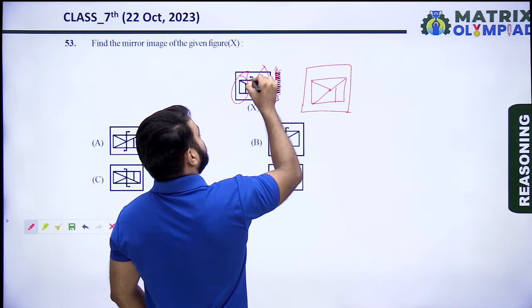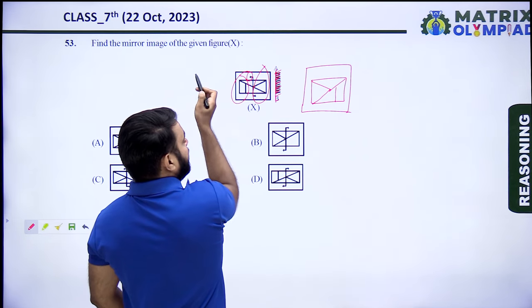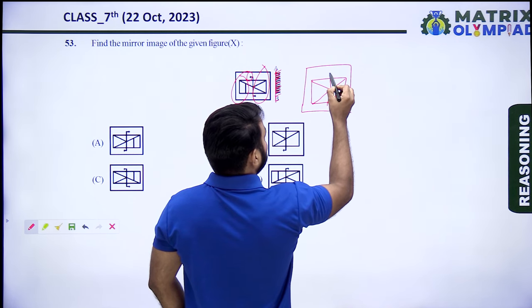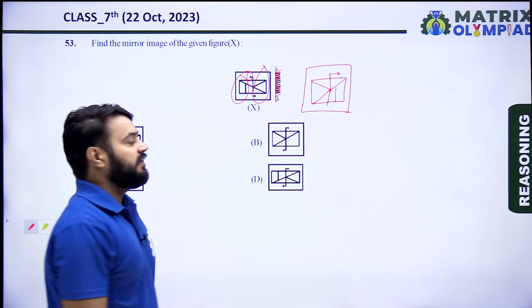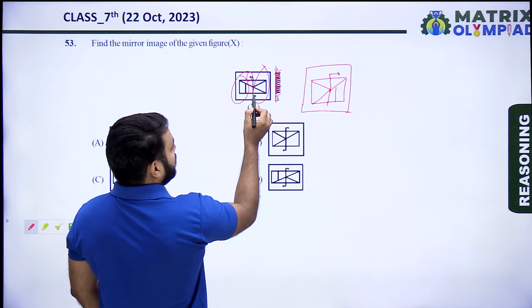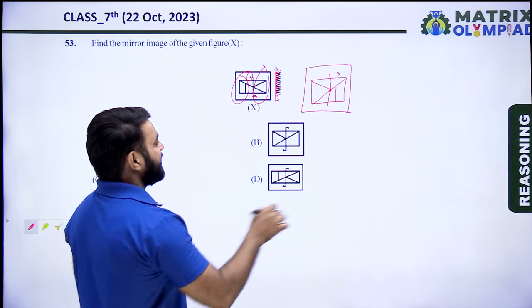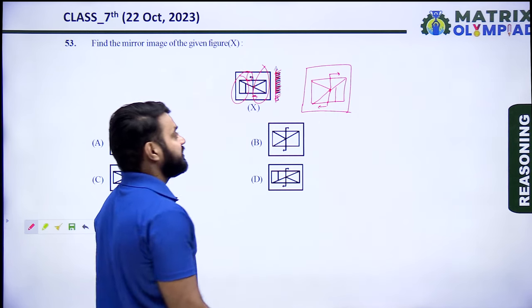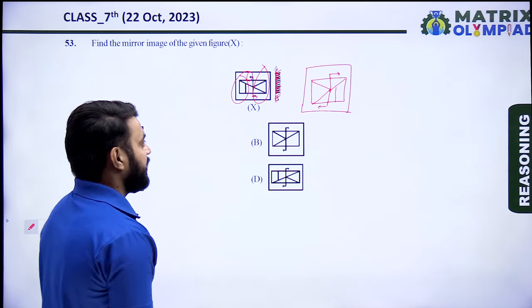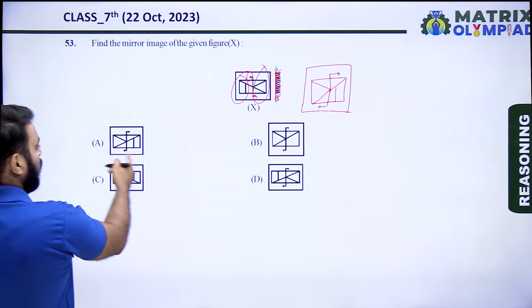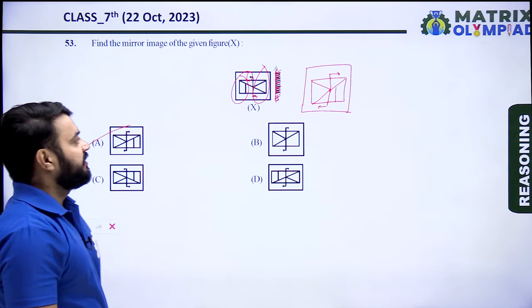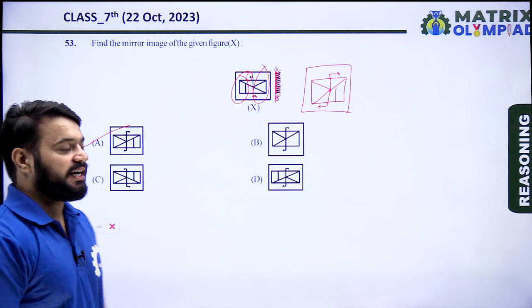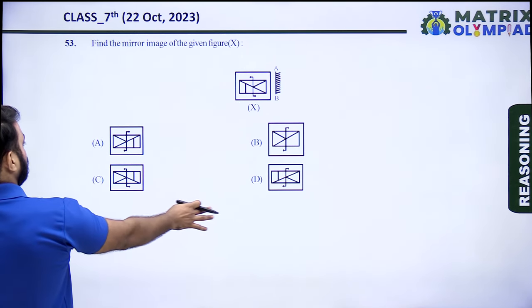And the direction of this arrow is away from the mirror, so in the mirror image it will remain away from the mirror. And the direction of this arrow is towards the mirror, so it will remain towards the mirror in the mirror image. So option A is the correct mirror image of the given figure X. Option A is the correct answer of this question. So let's move on to the next question.